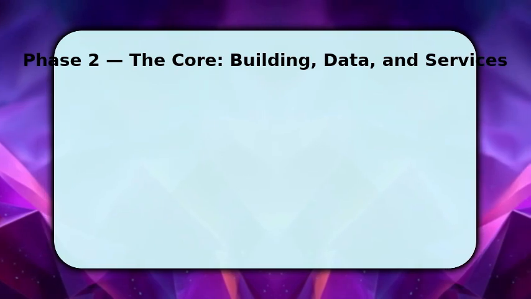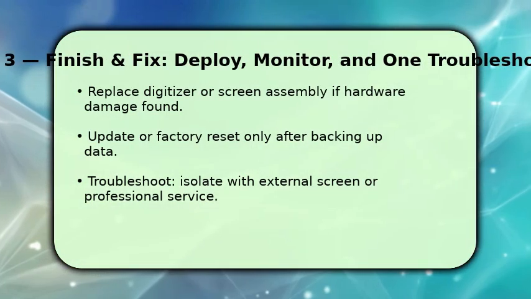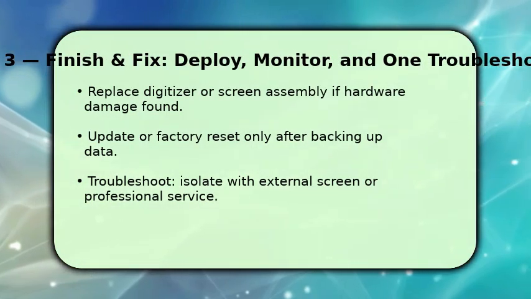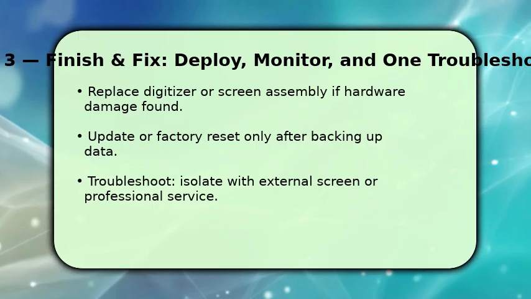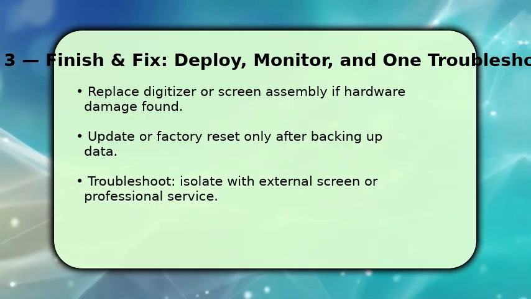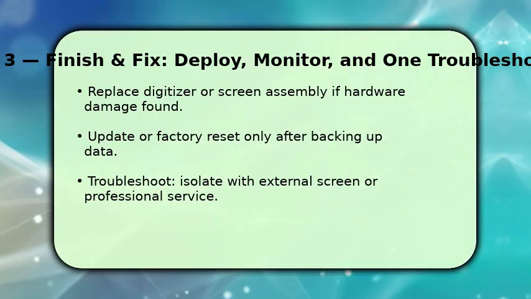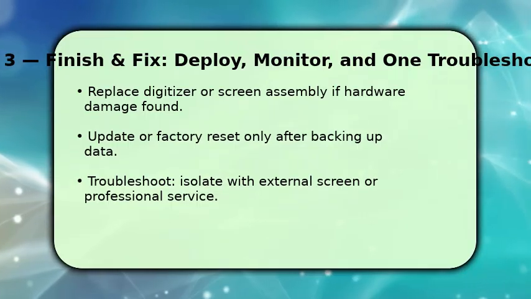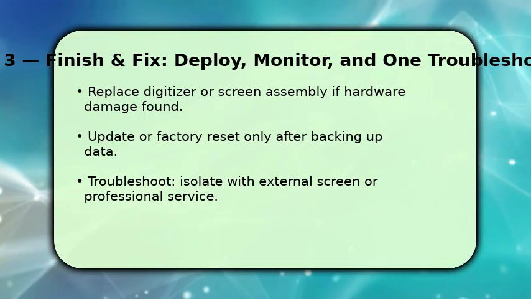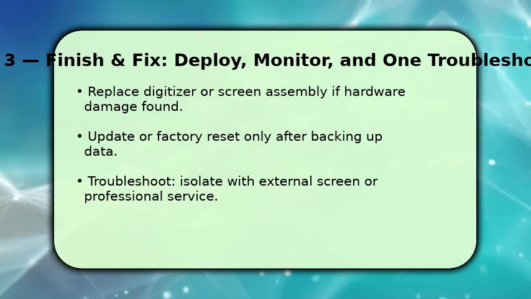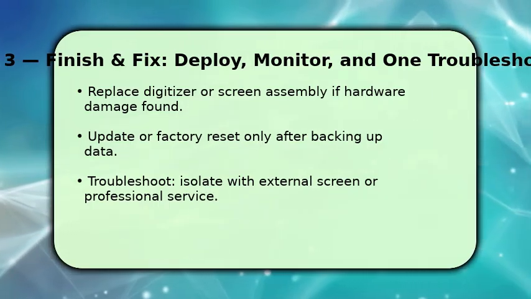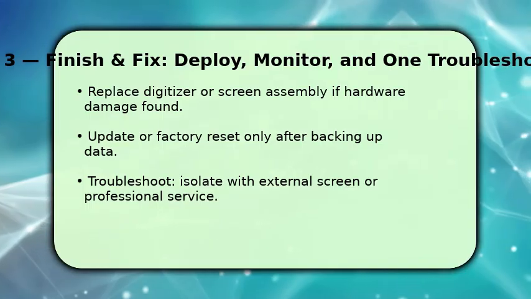You decide between repair or replacement based on damage. If the digitizer or glass is cracked, you replace the screen assembly. That fixes most hardware ghosts. Once replaced, update firmware and test thoroughly. If software persists, back up and perform a factory reset only after confirming backups, because resets clear persistent software causes.